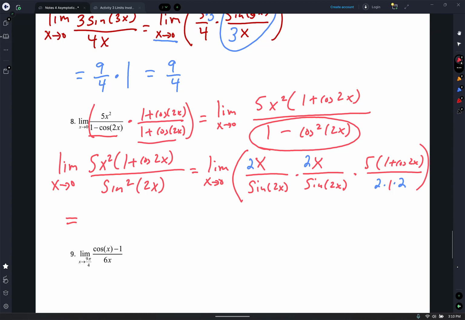Equals, this is 1 times that's another 1 times cosine of 0 is not 0, 1. Cosine of 0 is 1. 1 plus 1 is 2. 2 times 5 is 10, divided by 2 times 2 is 4. So there it is, 10 over 4. That reduces to 5 over 2.